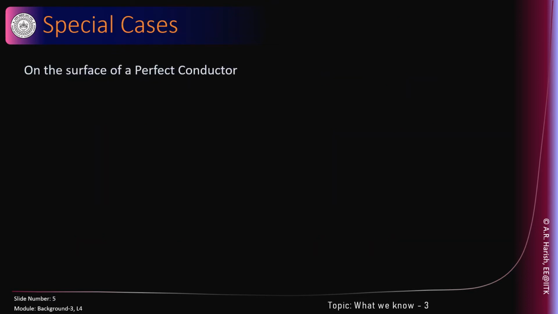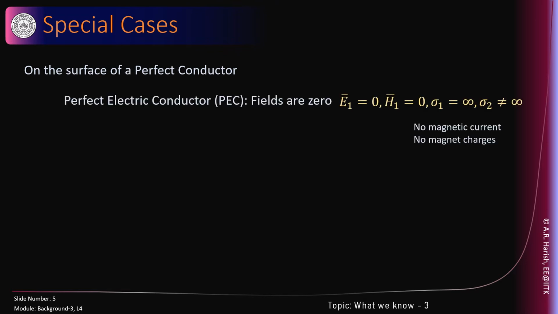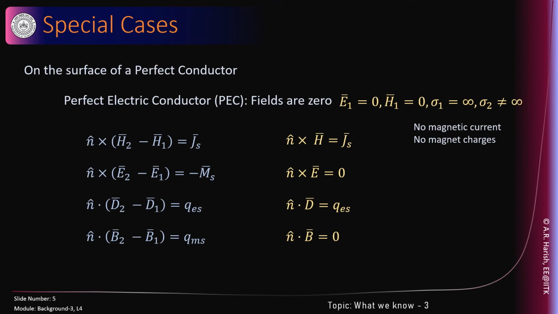Now, some special cases of boundary conditions on the surface of a perfect conductor. What happens? Let's define a perfect conductor, or a perfect electric conductor. Fields are 0, E1 is 0, H1 is 0. The conductivity is infinity, and of course sigma 2, the medium 2, is not a conductor. It has a finite conductivity. There are no magnetic currents, no magnetic charges, and the boundary condition will reduce to this. Very interesting result.